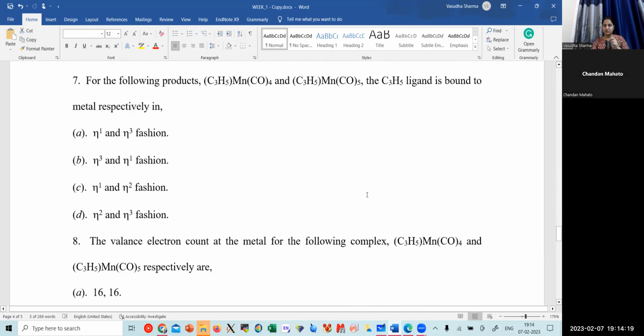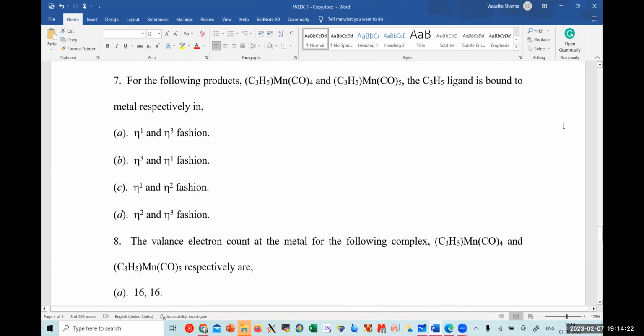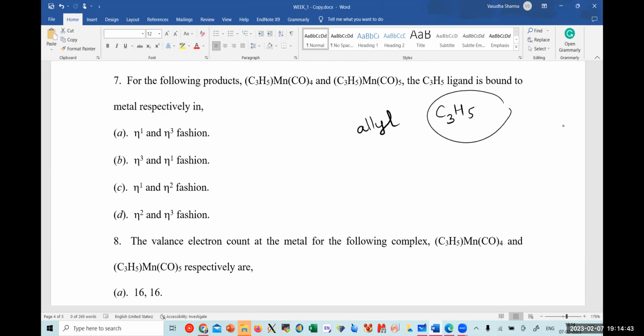Now we are moving to the seventh question, which says that for the following products, C3H5Mn(CO)4 and C3H5Mn(CO)5, the C3H5 ligand is bound to the metal respectively in what fashion? We have already seen that allyl is C3H5. Firstly, we should identify what kind of ligand it is. This is the allyl ligand. And allyl, we have already known, mainly exists in these forms, where it is in eta 1 position and eta 3 position.